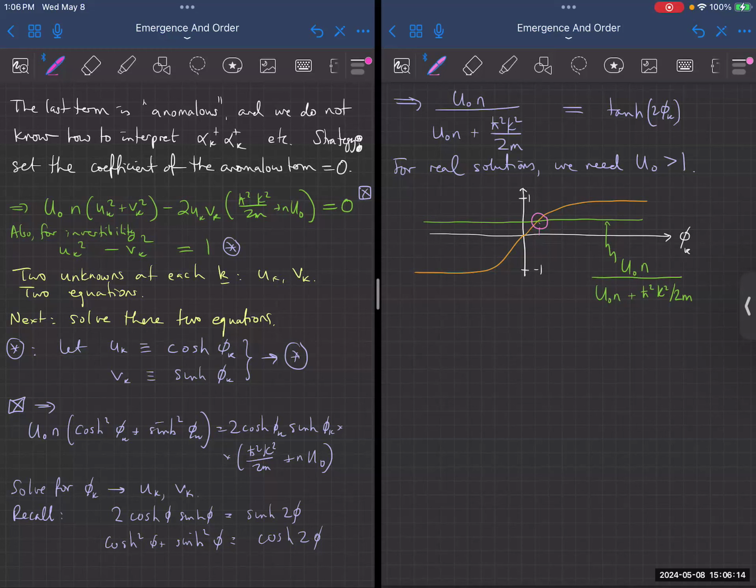Okay, any questions about this so far before I go on to finishing the calculation? Remind me of the range of u_k and v_k. Why is this between -1 and 1? v_k isn't, but tanh is between -1 and 1.